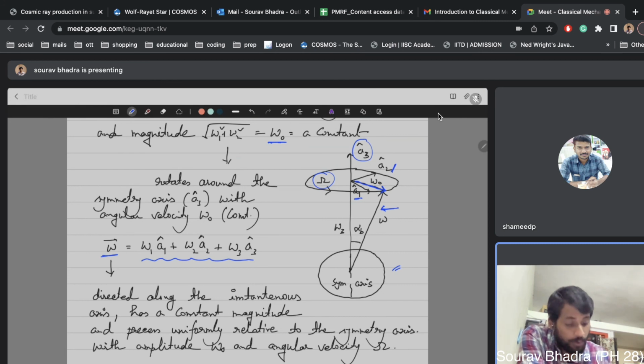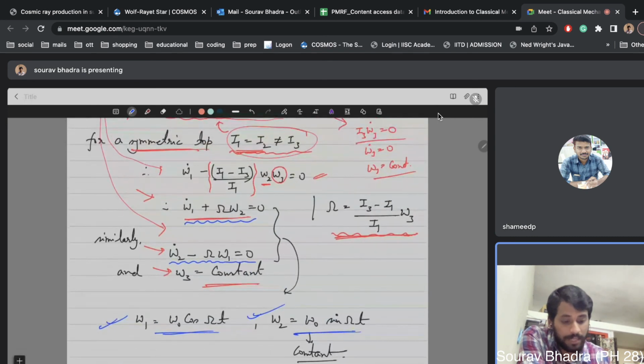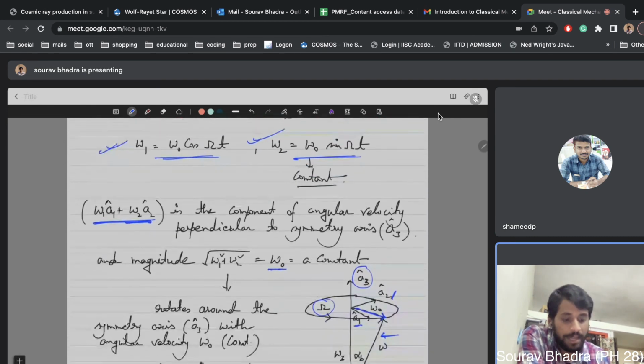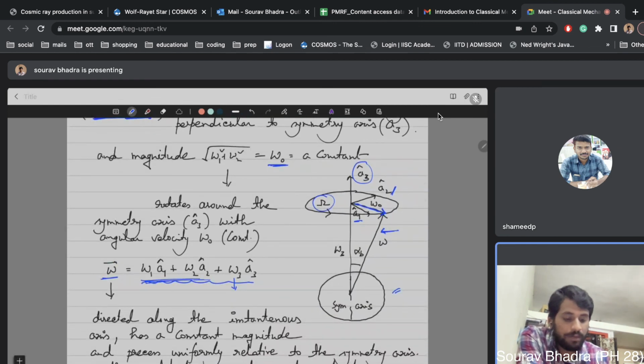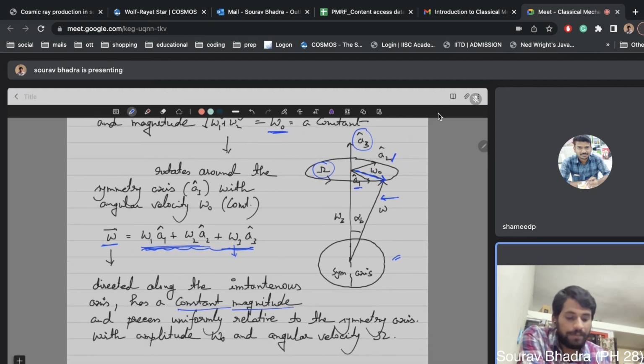Why constant magnitude? Because your omega 3 is constant. Already we have seen that omega 3 is constant, and the value of omega 1 a1 plus omega 2 a2, that is omega 0, is also a constant. So these two parts combined give you a constant term, and omega 3 is itself constant. So the magnitude, that is the square root of omega 1 square plus omega 2 square plus omega 3 square, will also be a constant, which is the magnitude of omega. So that is a constant magnitude and precesses uniformly relative to the symmetry axis.